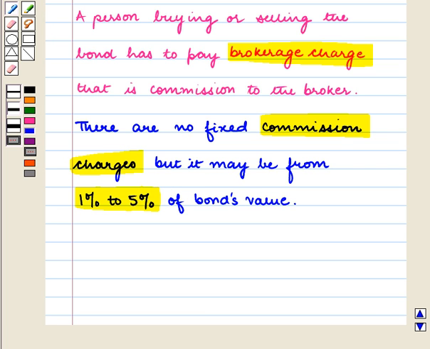So, in this session, we have discussed mutual fund and learned how to calculate price and current yield of bonds. This completes our session. Hope you enjoyed this session.